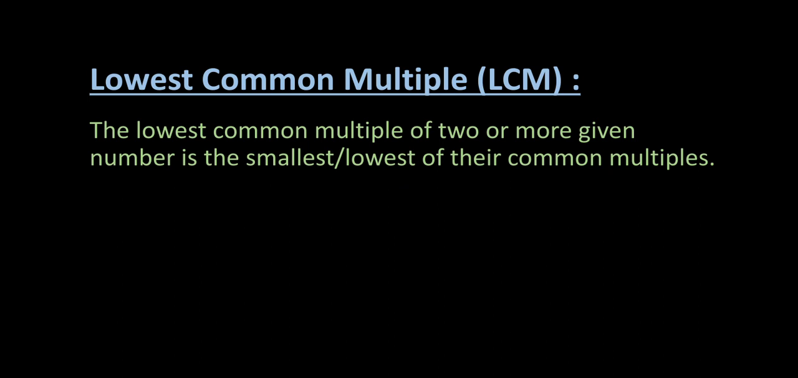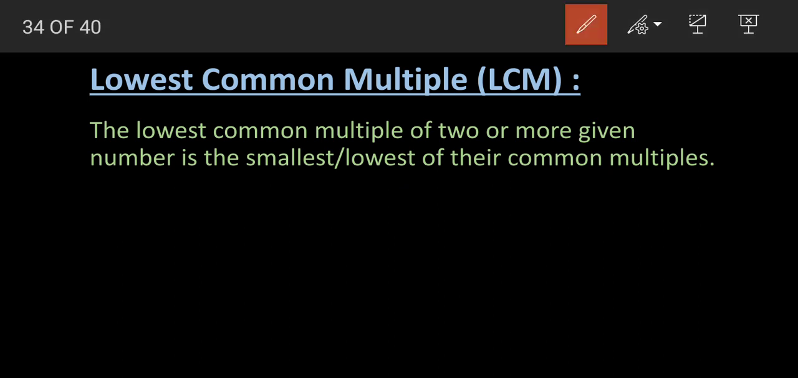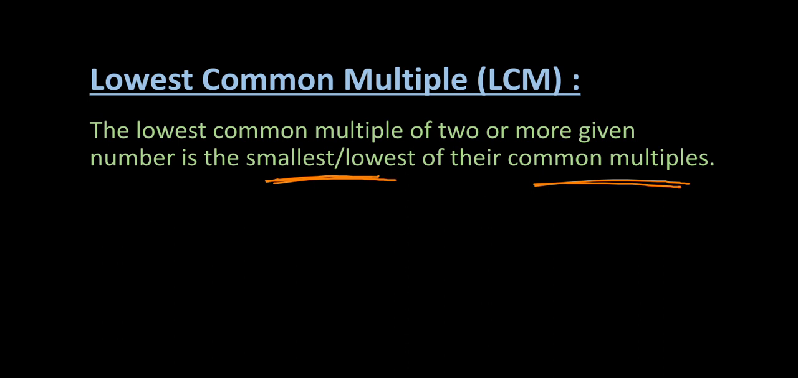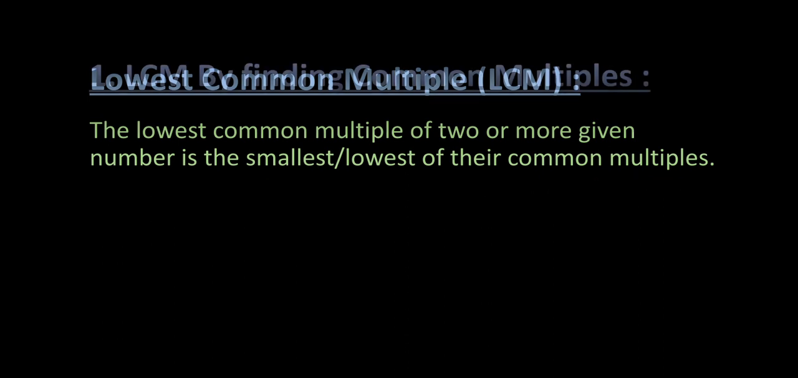Now come to lowest common multiple, that is LCM. The lowest common multiple of two or more given numbers is the smallest or lowest of their common multiples. First we have to find the common multiples. Next step is we have to select the smallest or lowest of those common multiples. So now come to the methods to find LCM.